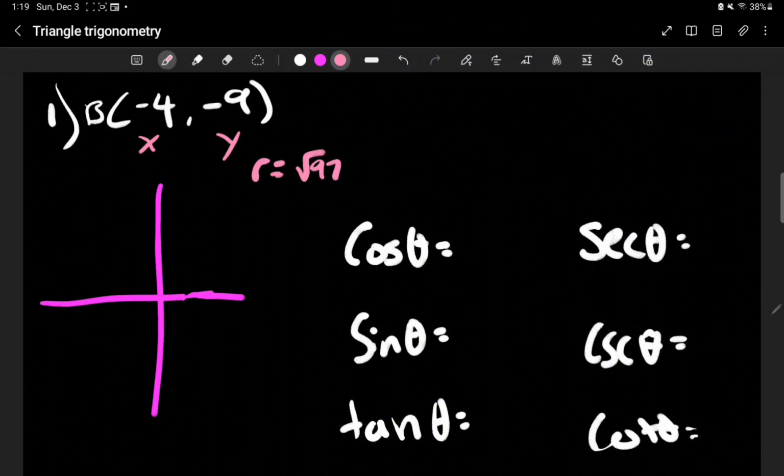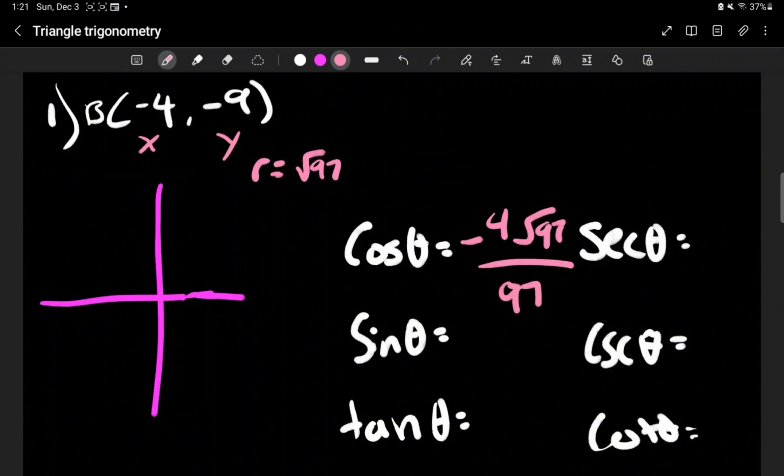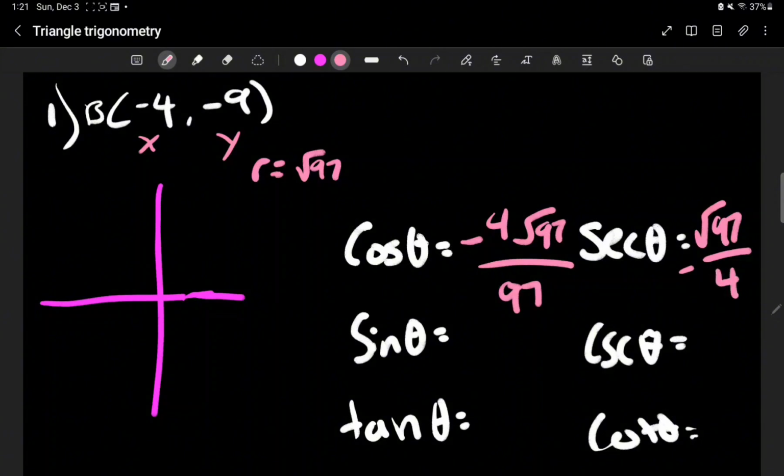So now let's just plug it into our trig functions. Negative 4 over square root 97. Now I'm sure y'all see what's wrong with that. We're not supposed to have a radical on the bottom, so we're just going to go ahead and fix that with our magic wand. So it's going to be square root 97 over negative 4. Alright, and for this we don't have to do anything because the radical's on top, thank God.